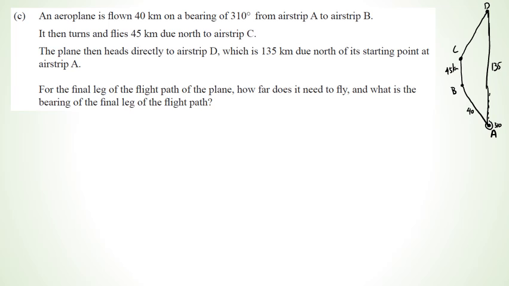So the question says, for the final leg of the flight path, how far does it need to fly, and what's the bearing of the final leg of the flight path? So we're looking for this distance here, from C to D. And the other thing that's been asked is the bearing of the final stage. So we're looking for that angle there, which let's just put as a little b as bearing.